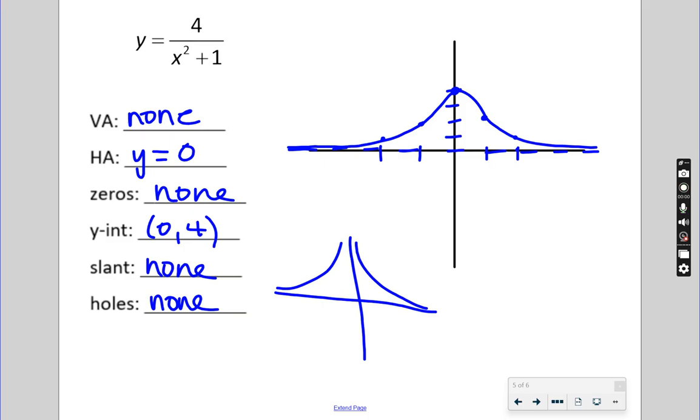Isn't that cool? So when in doubt, plug in some extra points if you have no idea what's going on. Some of these can do weird things, but hopefully you'll notice some patterns and start to remember what these look like. Okay? You guys can get started on your worksheet.